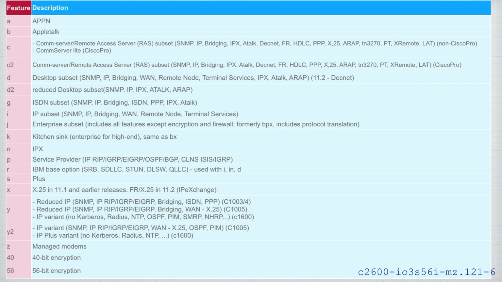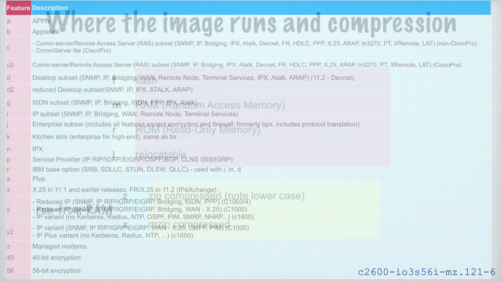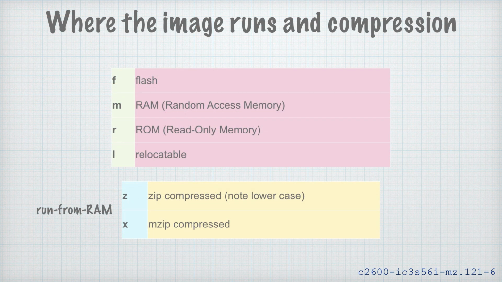Features. The second part of the image name identifies the special capabilities of the image. It is a series of letters identifying the features supported by the image. The letters are always specified in alphabetical order. Where the image runs and compression. The following characters specify where the image runs in the router. The following may be added if the image has been zip or mzip compressed.